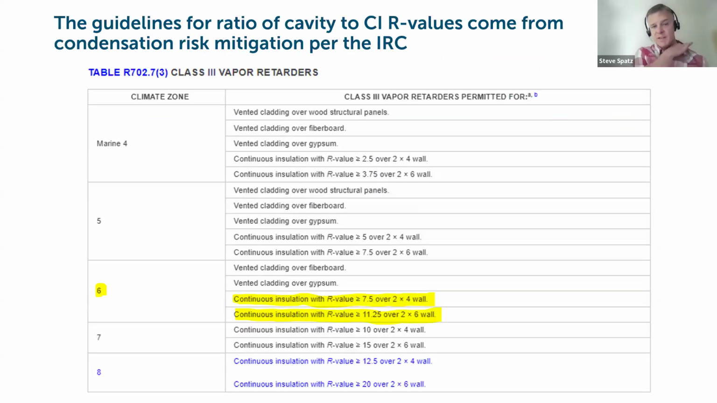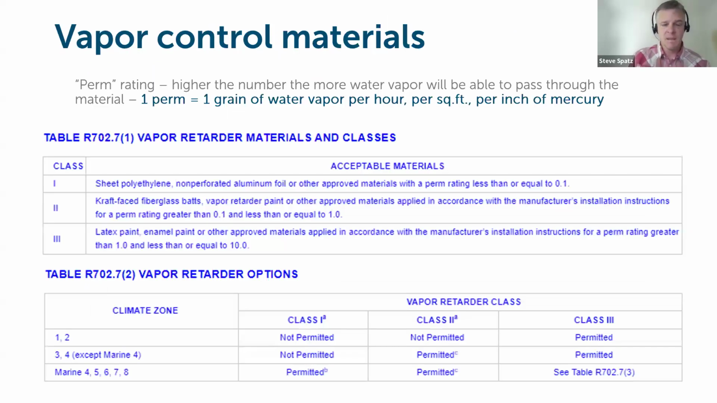And then moving to a class 3 vapor retarder, this is for our climate zone, requiring that ratio of what I was just defining a moment ago: for a 2x6 wall assembly, a minimum R-value of 11.25 installed outboard of the sheathing layer would allow for a class 3 vapor retarder to be used in these assemblies.